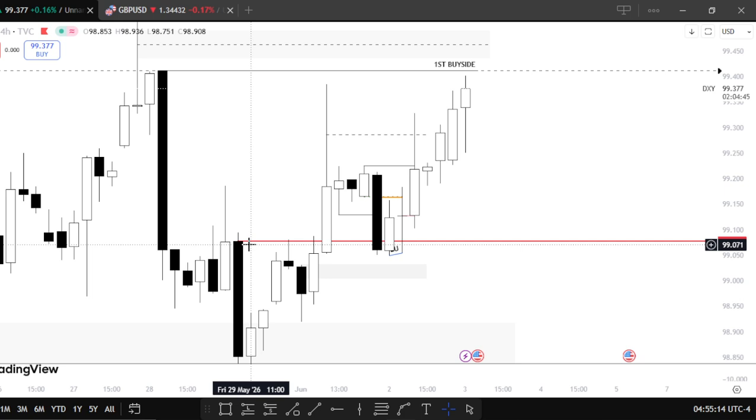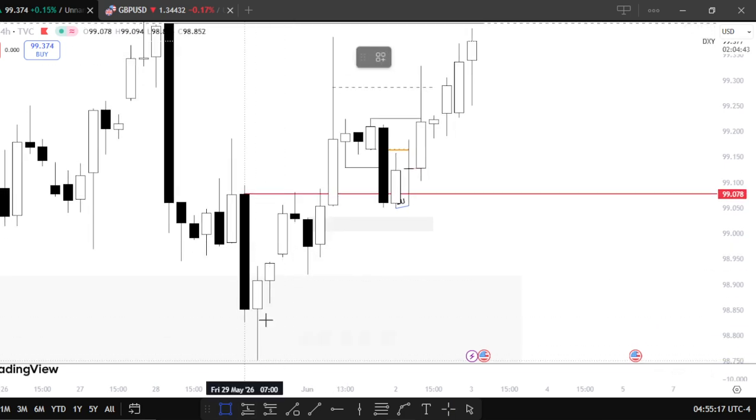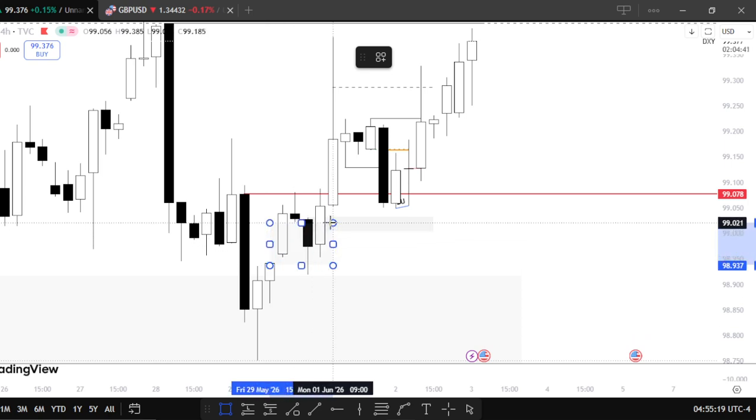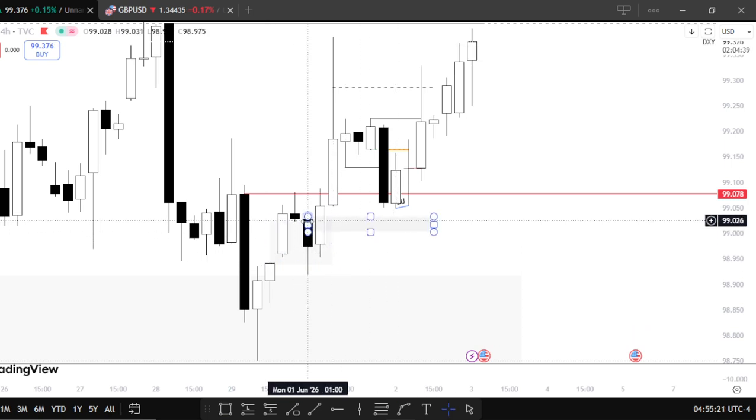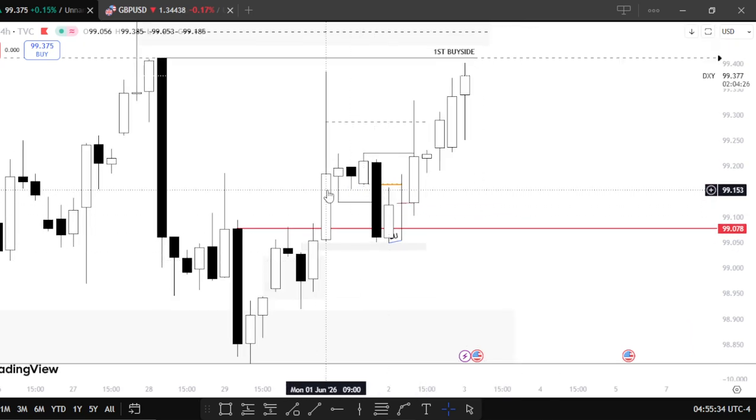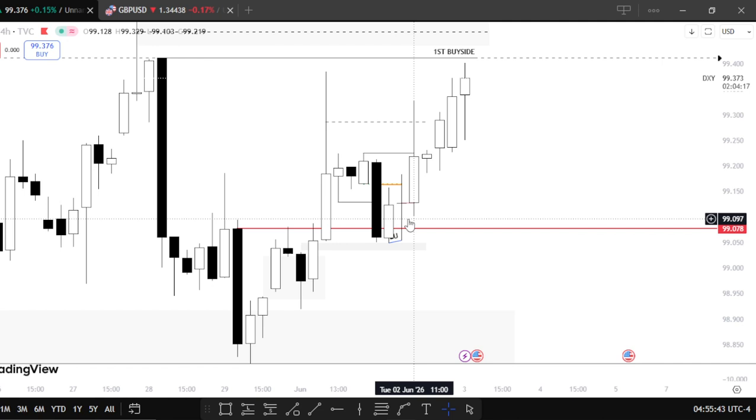So we rebalance this here. This is the weekly open, okay? And we traded down here and we created this fair value gap here. This is Monday. We opened consolidation, manipulation, distribution. This is the classic ICT power of 3.